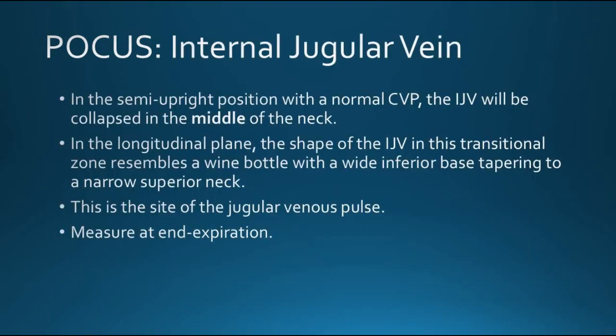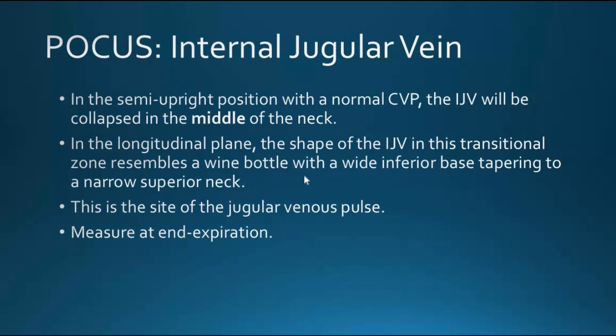Next, we'll use ultrasound to assess the internal jugular vein to assess volume status. So first, you have the patient in the semi-upright position with a normal CVP. In a patient with normal CVP in the semi-upright position, the internal jugular vein will be collapsed in the middle of the neck, and you can see that on ultrasound.